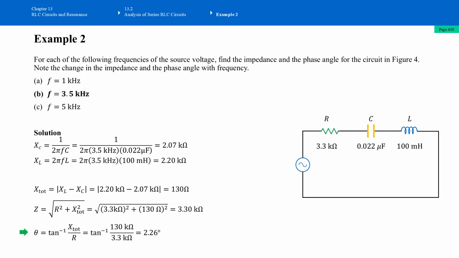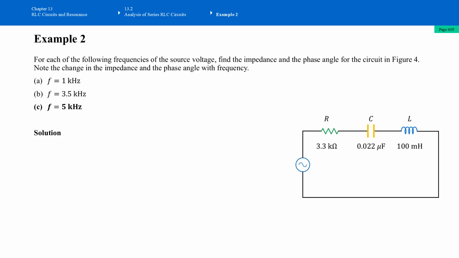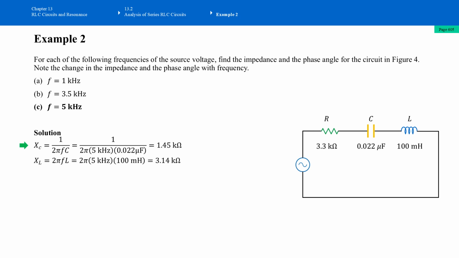For the phase angle, we use the inverse tangent of X total over R. That's the inverse tangent of 130 ohms divided by 3.3 kiloohms. Put these numbers into the calculator, we get 2.26 degrees. The last part of the example is frequency of 5 kilohertz. First, we get Xc, that is 1.45 kiloohms.